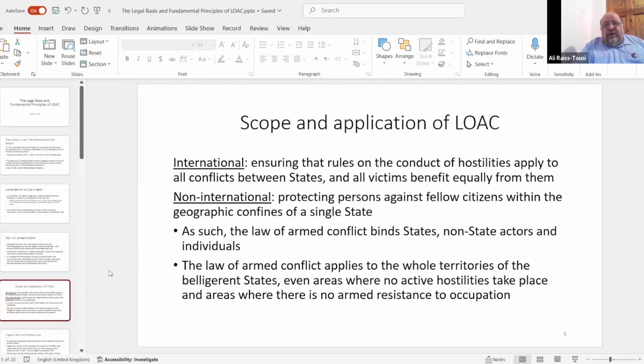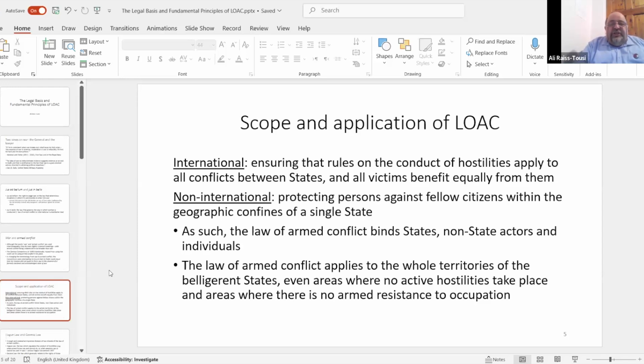The law of armed conflict applies both in international armed conflicts, where states are fighting each other, and also in non-international armed conflict, where the fighting is limited to the geographic confines of the territory of a single state, where, for example, you have a separatist movement fighting the central government, or you have different separatist movements, different ethnic groups fighting each other, whether or not the government is siding with one or the other.